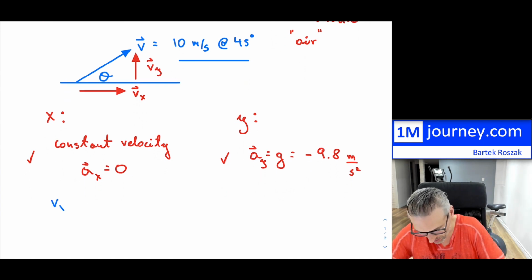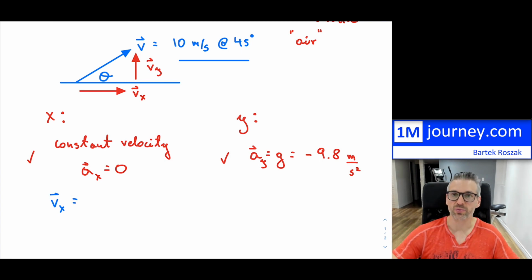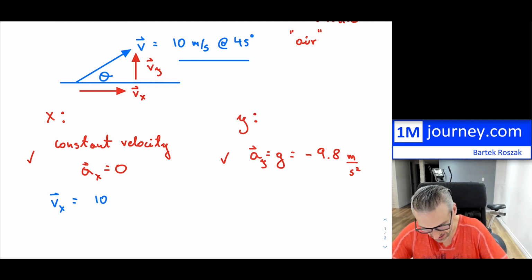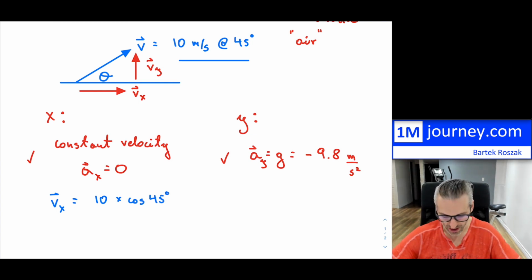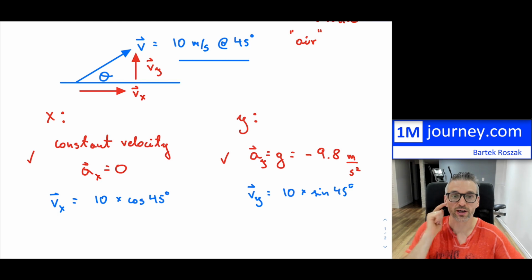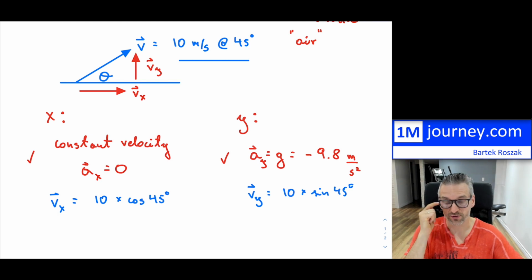Our component Vx, in this case, because we're shooting it out at 45 degrees, would be 10 meters per second multiplied by the cos of that angle, which in this case is 45 degrees. My initial Vy component would be 10 multiplied by the sine of the 45, and that's just breaking down the vector into two components. So those are the velocities.